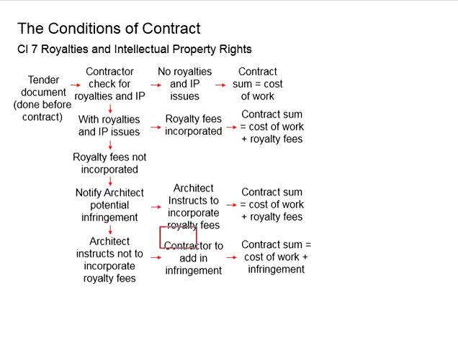The contractor will need to have safety measures for himself, so he will need to add in the cost for the infringements to avoid paying for the ignorance of the employer side. In this case, the contract sum will be equal to the cost of the work plus the cost for the infringement of these royalties and intellectual property rights.